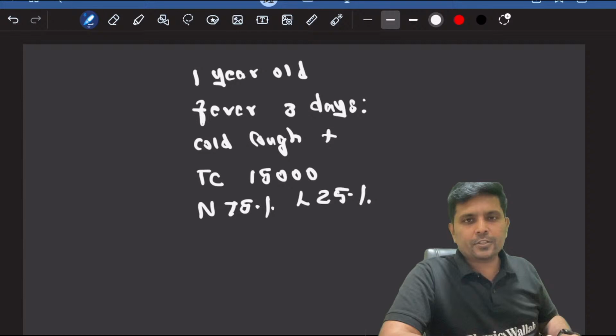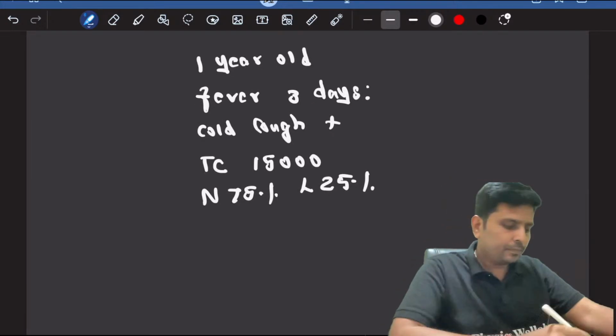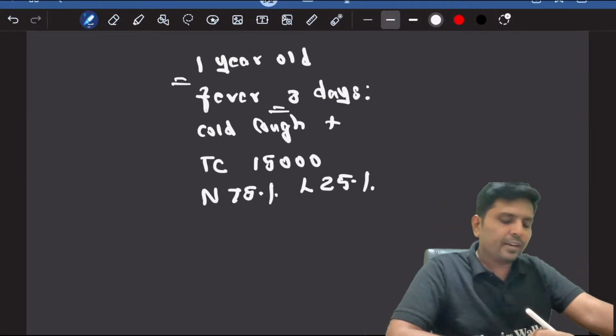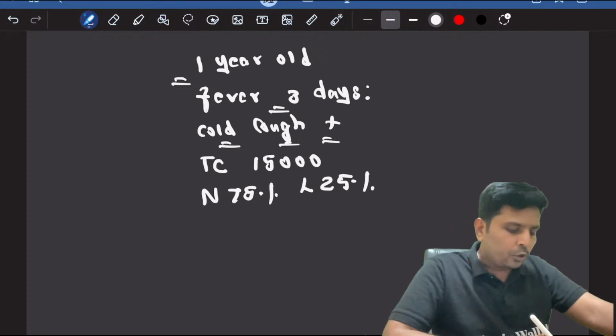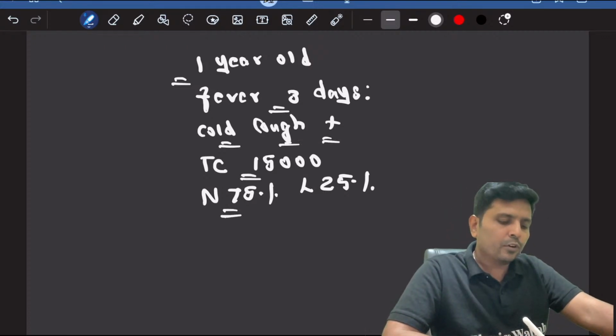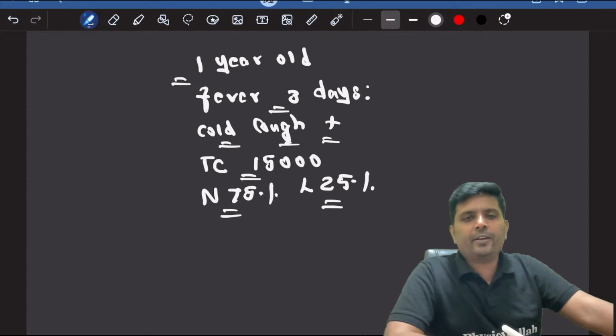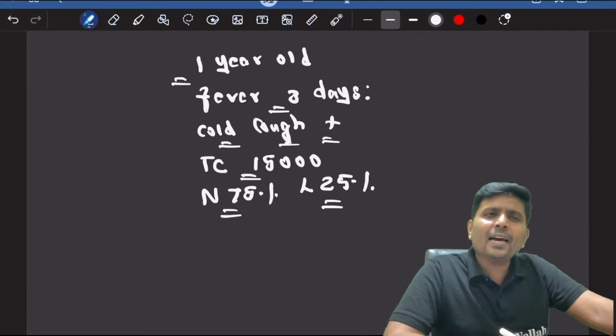Okay, second case. 1 year old, fever 3 days, cough and cold for 3 days present, total count 15,000, neutrophil 75, lymphocyte 25. So, is it bacterial or viral?